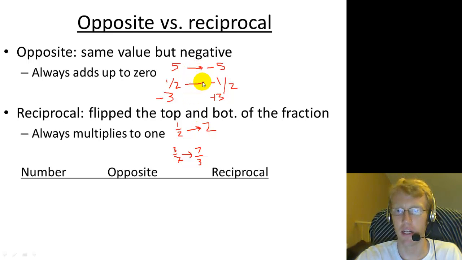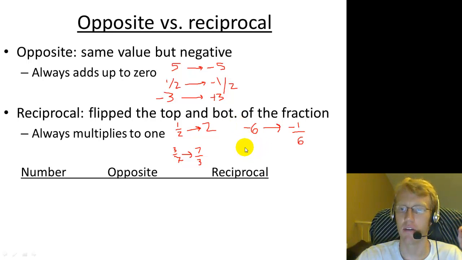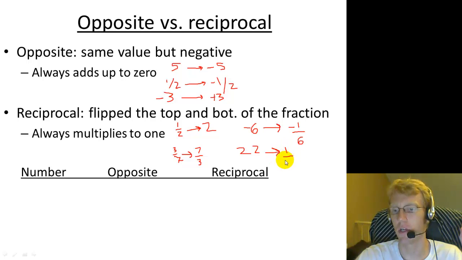If you had a negative number, even though you flip the top and bottom, it stays negative. So if you have like negative 6, the reciprocal of that is negative 1/6. So it stays negative, but you flip top and bottom. If you have 22, the reciprocal is 1/22. So you flip the numerator and the denominator.